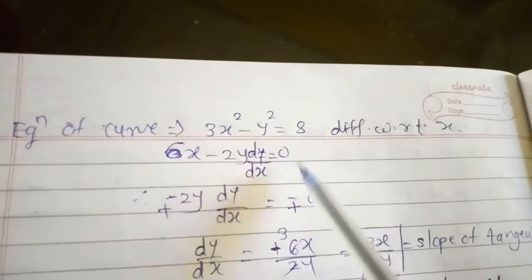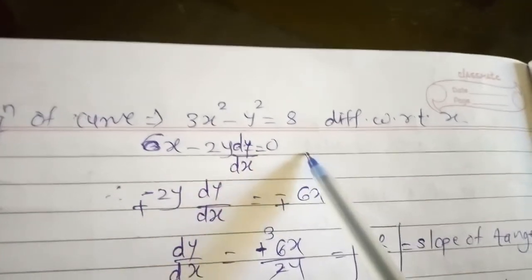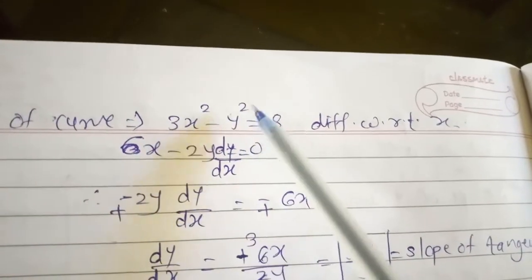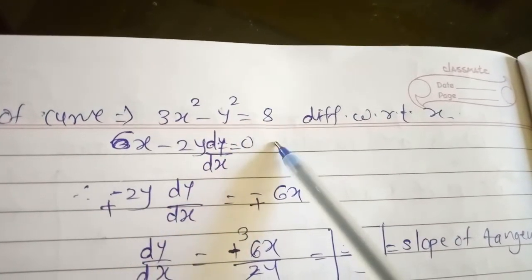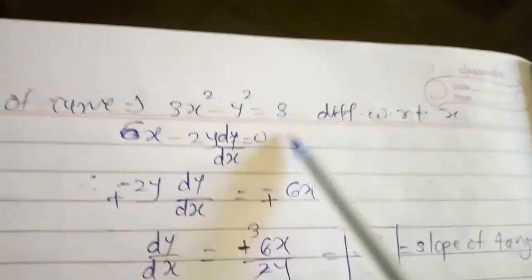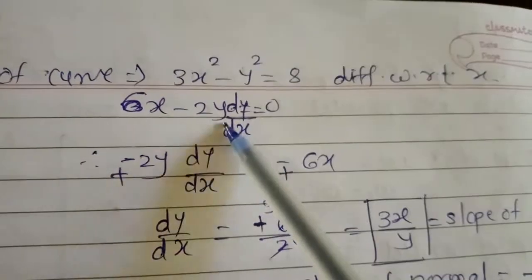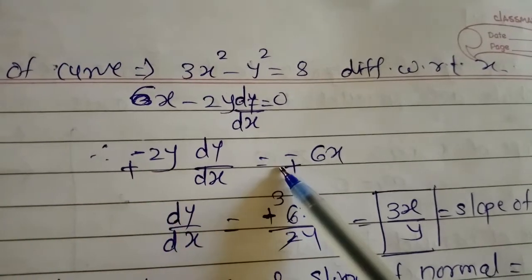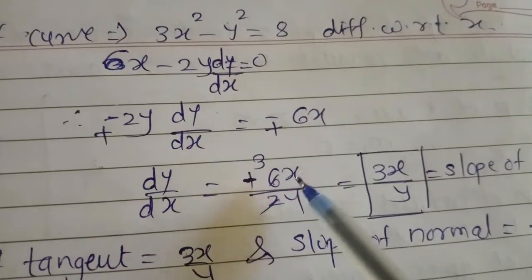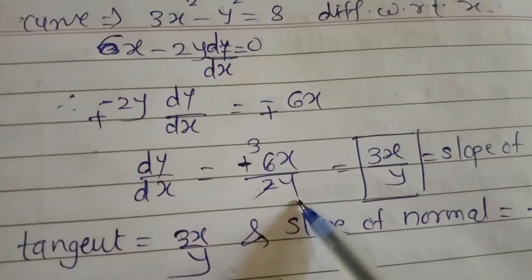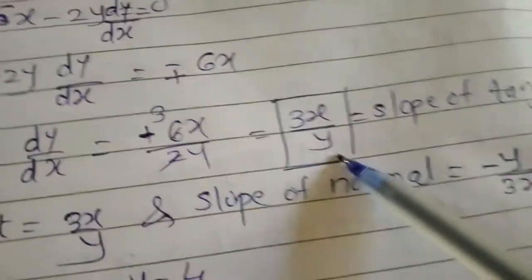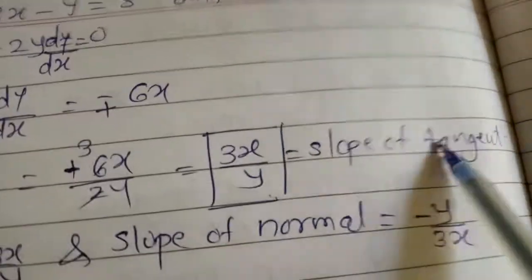So after differentiating we get the slope of the tangent. Differentiating with respect to x, we get 3 2s are 6x minus 2y dy by dx is equal to 0, the derivative of the constant is 0. So minus 2y dy by dx is equal to minus 6x. On both sides there is a minus, so it will be plus. So dy by dx is equal to 6x upon 2y. We are moving this 2y to this side. So 2 3s are 6. So here we got 3x upon y, and that is nothing but the slope of the tangent.